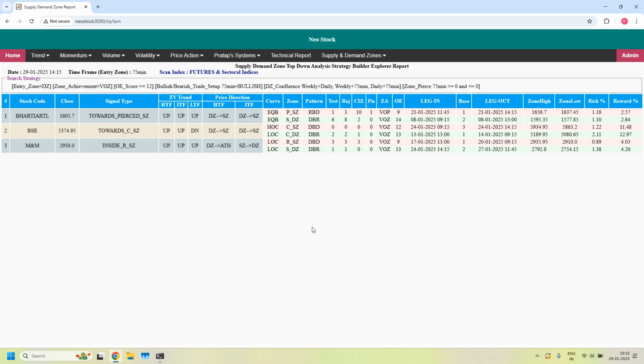What does it mean? These 75 minutes demand zones are part of the daily demand zone, both together again part of the weekly demand zone. All these 3 75 minutes demand zones. And the weekly trend is up in all the 3 stocks. If any of these 3 stocks are having weekly EMA confluence, they are even more high priority trade setup supported stocks.